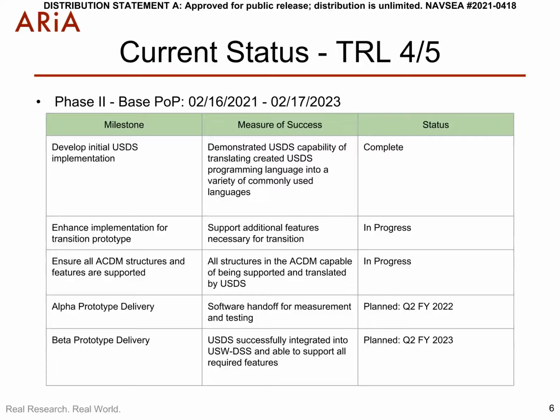The fifth milestone is a beta prototype delivery. The measure of success for this milestone is that USDS is successfully integrated into USWDSS and is able to support all the required features. This is planned for Q2 fiscal year 2023.